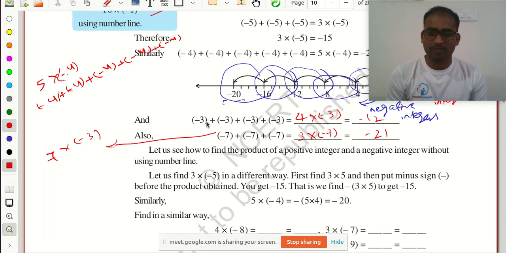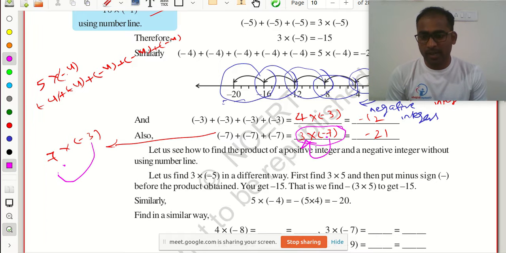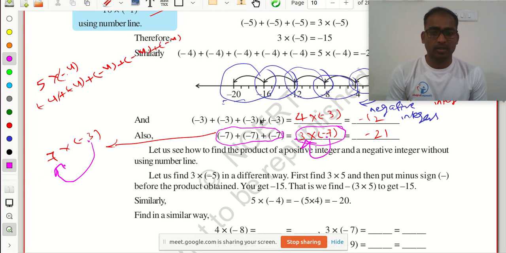We should write minus 7 into 3, sir. Yes, we need to write in this form only. Why? Because we are adding this minus 7 three times. What is the meaning of the other one? We are adding minus 3 seven times. But here only 3 times is there, na? Yes, sir.